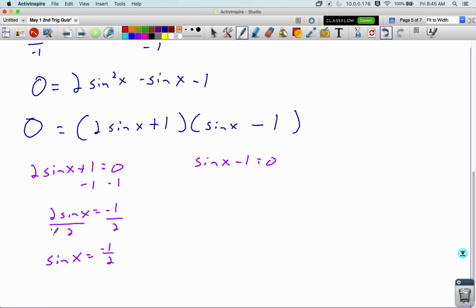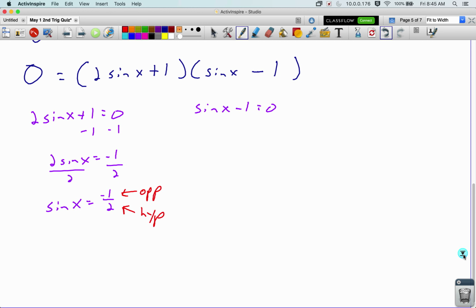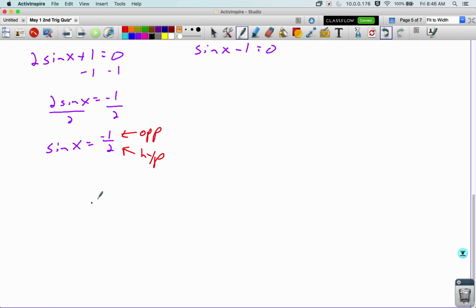Now that I've got down to trig function equals a fraction, I label that fraction with whatever the trig function is. This one's opposite over hypotenuse. So where can I draw a triangle that's got an opposite of negative 1 and a hypotenuse of 2? There's 2 of them. They're over here. The 2 places where sine is negative. Nope, that's not true. The 2 places where sine is negative are here and here. All students take calc. These are the 2 where sine is negative.